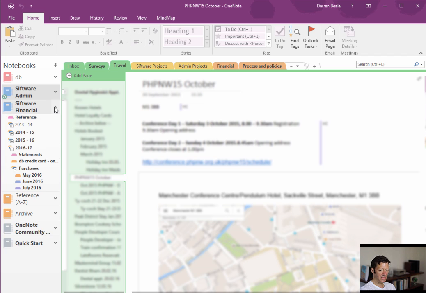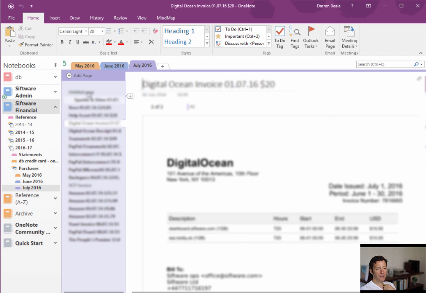Now the financial section I hardly ever go in. This is shared with Hayley and my accountant. They deal with all the receipts, they deal with everything else, but you'll basically find financial years here. So I've got the current one open, and for instance, there's all of our invoices for different purchases and my expenses, that sort of thing.